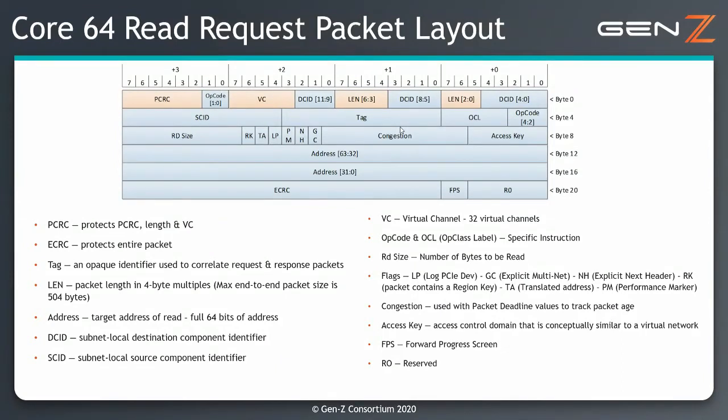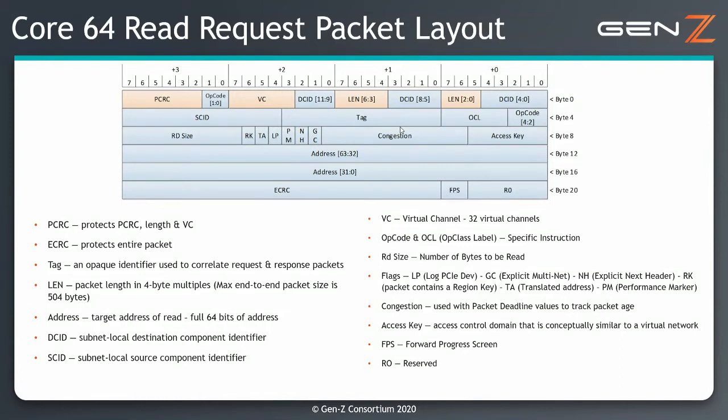Let's look a little deeper into the fields that are in the packet. You'll see one labeled PCRC, which is a prelude CRC code. This protects selected fields in the first four bytes. It protects both the type and the length. There's also an ECRC. This CRC is used to validate the integrity of the entire end-to-end packet.